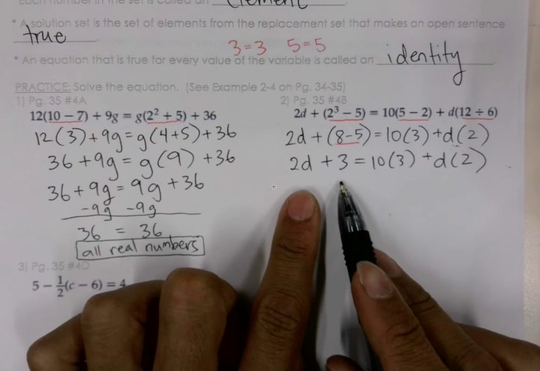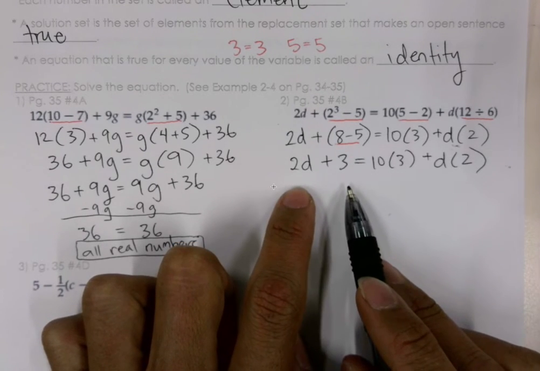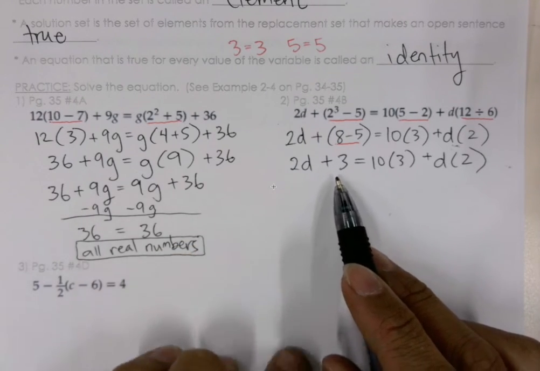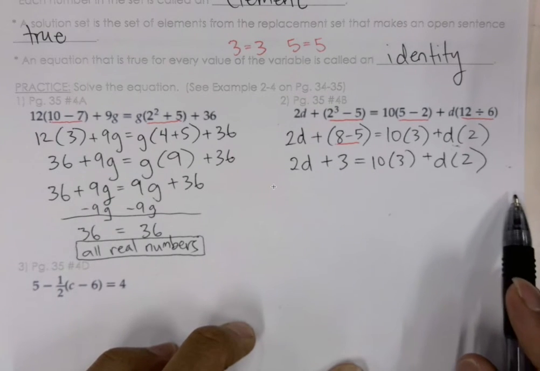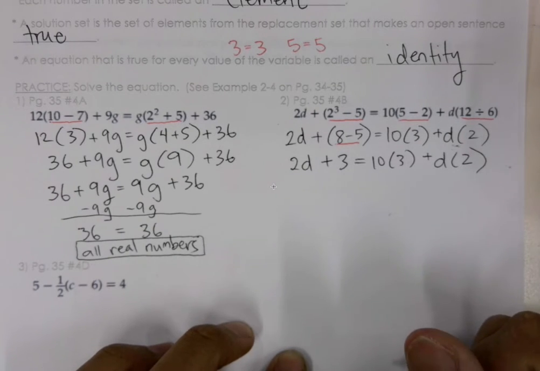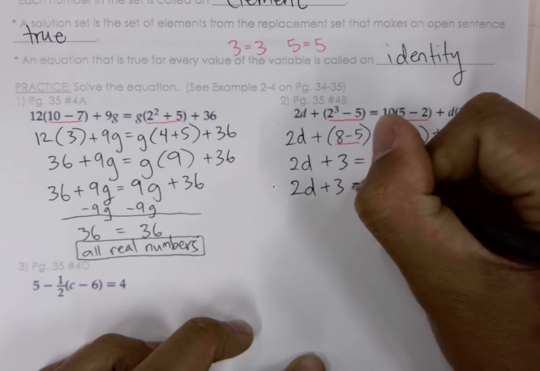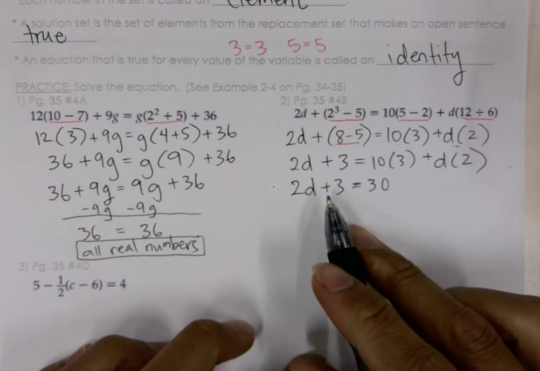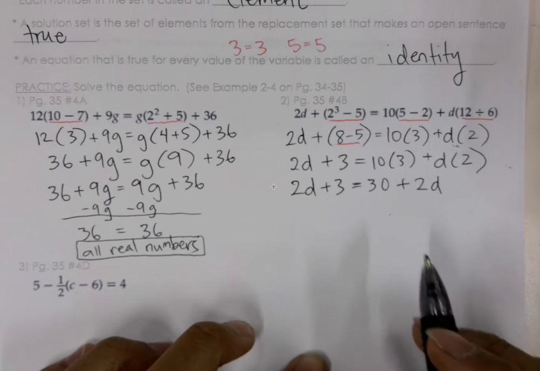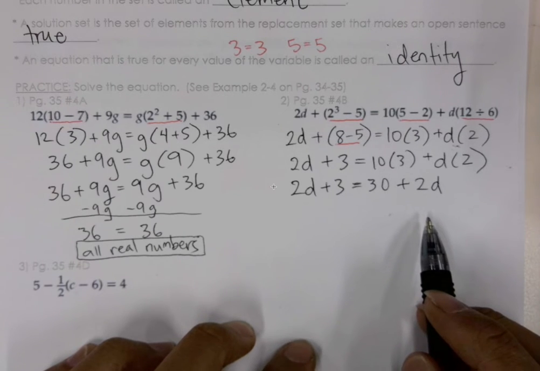Looking at the left side of the equal sign, we do not have like terms. Same variable, same power. This term has a d, and this term does not have a d. So the left side is simplified. The right side, we have a multiplication and another multiplication. Let's go ahead and perform those multiplications. 2d + 3 = 30 + 2d. The left side of the equal sign is simplified. The right side of the equal sign is also simplified.